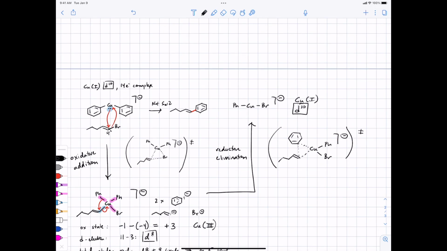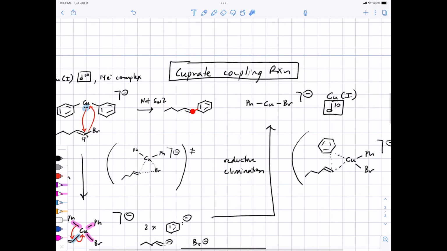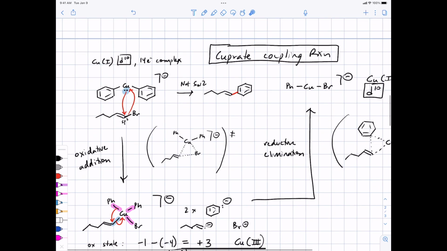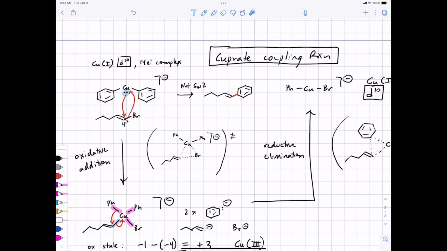So that's an example of what we call a cuprate coupling reaction. But it's a nice way to demonstrate, first, making a type of carbon-carbon bond that we simply couldn't make before, and then also to demonstrate the idea of oxidative addition and reductive elimination as key mechanistic steps in these organometallic reactions. All right, questions?